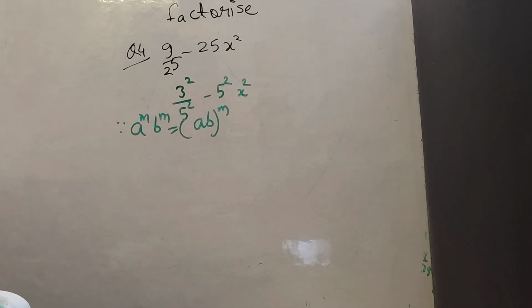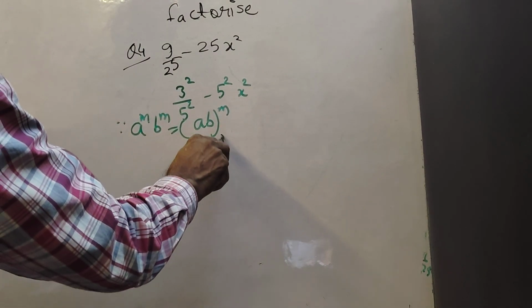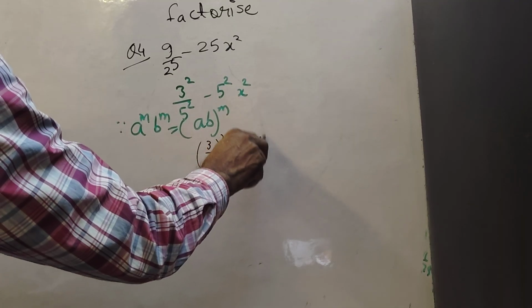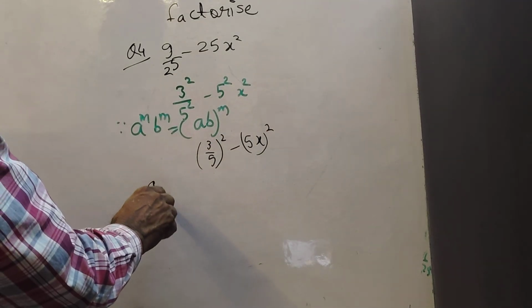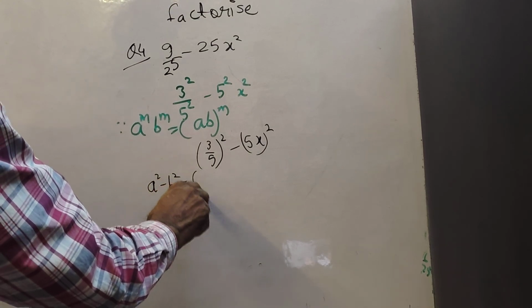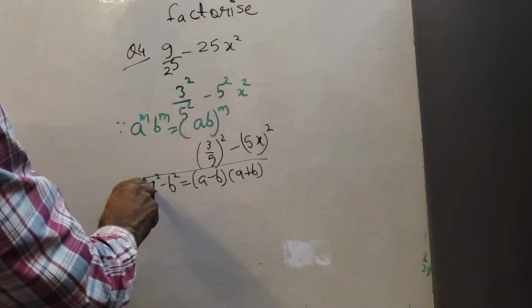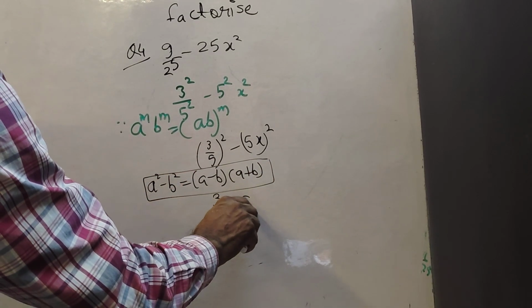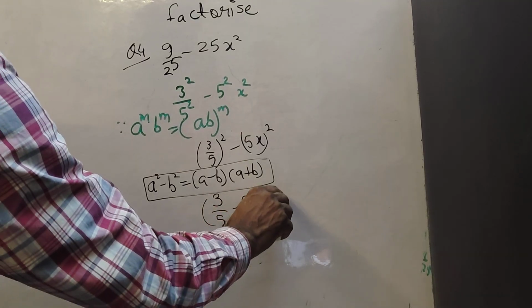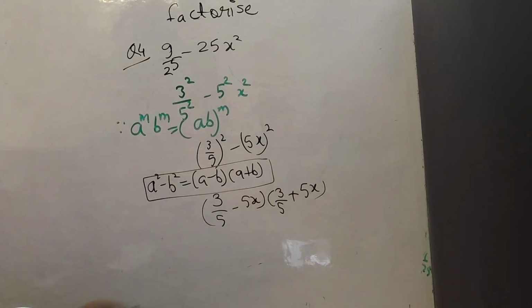So according to this identity, here 3 over 5, this square taken as common, minus this 5x whole square is written. Now a square minus b square identity we are using. So it is written as a minus b, a plus b. So according to this identity, this is written as 3 over 5 minus 5x, 3 over 5 plus 5x. This is the final answer.